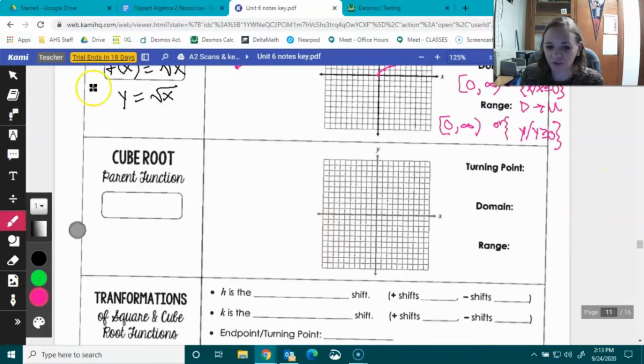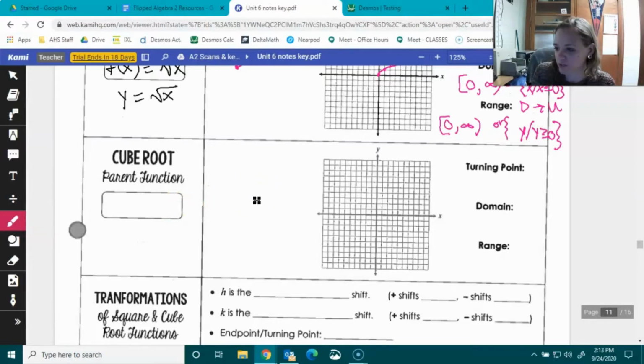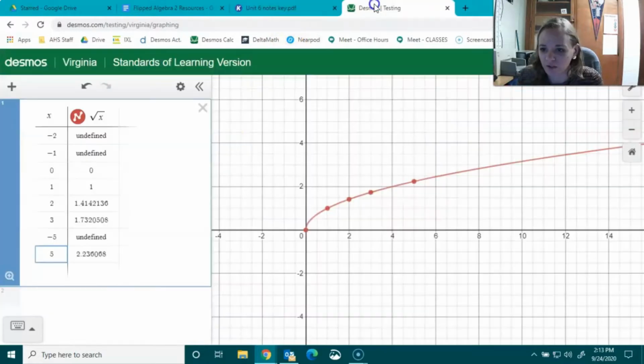Let's go ahead and throw cube root in there, just in case you see some examples of this. So the cube root function will be, of course, the third root. So where f of x is equal to, instead of square root, third root of x. And of course, instead of f of x in Desmos, we will put in y. Just make everything a little bit easier. So y equals third root of x.